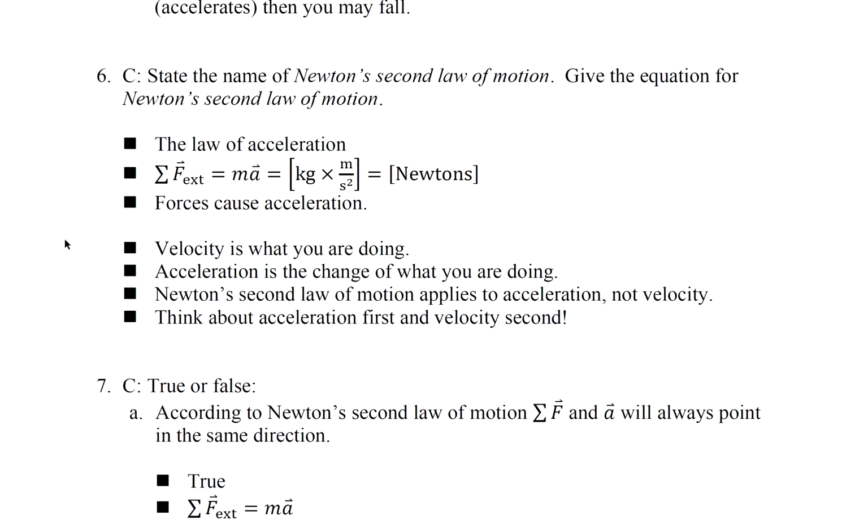Next question. State the name of Newton's second law of motion. Give the equation for Newton's second law of motion. Newton's second law of motion is titled the law of acceleration. Its equation is sigma f external equals ma. This means that forces cause acceleration. Forces cause objects to speed up, slow down, or change direction.